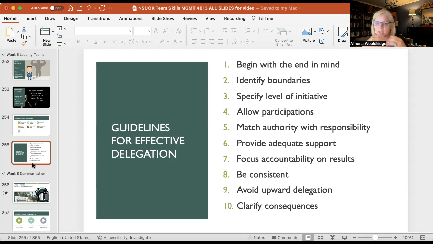We have to specify the level of initiative, right? We've got individuals who are all doing different things. We've got to make sure that we're not just focusing on the fun bits, right? The tough bits, or the bits that most people don't want to work on, are also getting done. We allow people to participate and have some level of autonomy and collaboration. We match authority with responsibility. I wouldn't ask you to do something that I would not do. We're very capable and paired with that respect. We provide that adequate support, right? That could be technology, feedback, education, or information. There are so many different ways that we can support individuals.